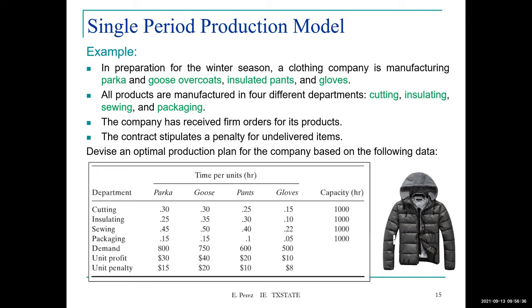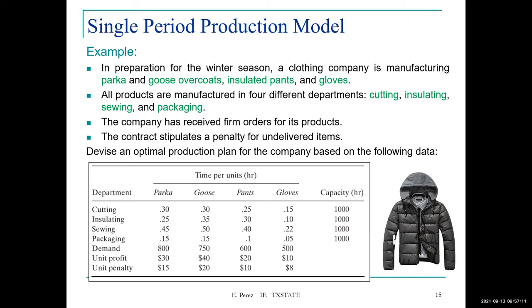So in this application, we are looking at preparation for the winter season. A clothing company manufactures parkas, goods, overcoats, insulated pants, and gloves. All products are manufactured in 4 different departments: cutting, insulating, sewing, and packaging. The company has received firm orders for its products. The contract stipulates a penalty for undelivered items. Devise an optimal production plan for the company based on the following data.